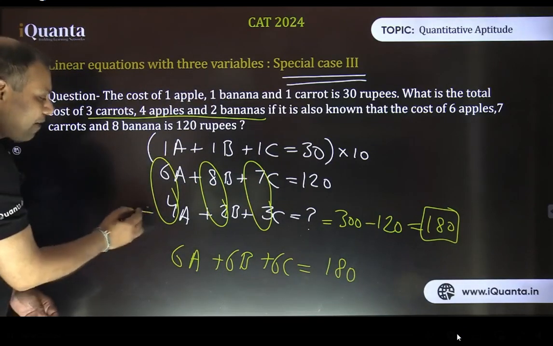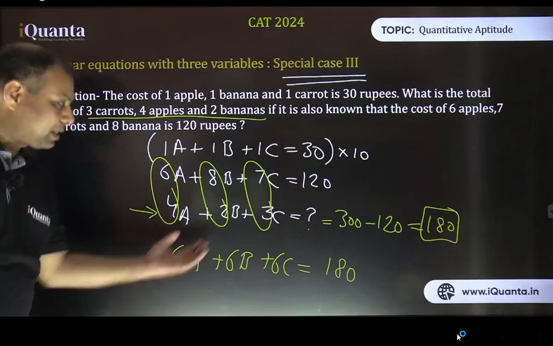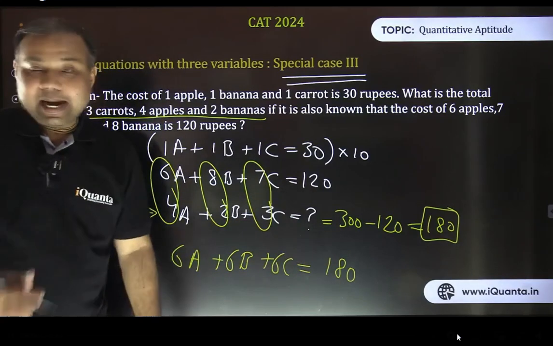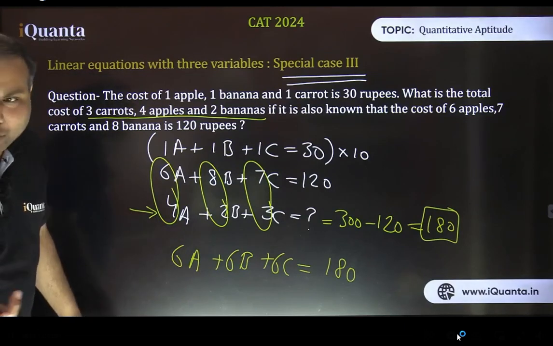So in this case, we were having only 4 apples, 2 bananas and 3 carrots, and their cost comes out to be 180. And here we are having 6 apples, 6 bananas and 6 carrots, and their cost is also 180. It means the extra articles we are getting here, are they for zero price? That is the confusion here.